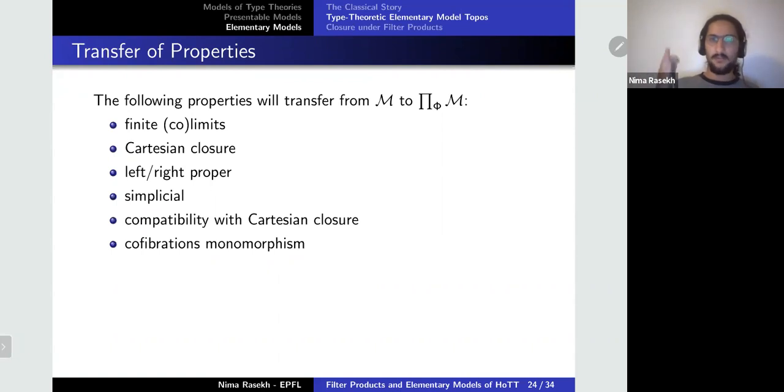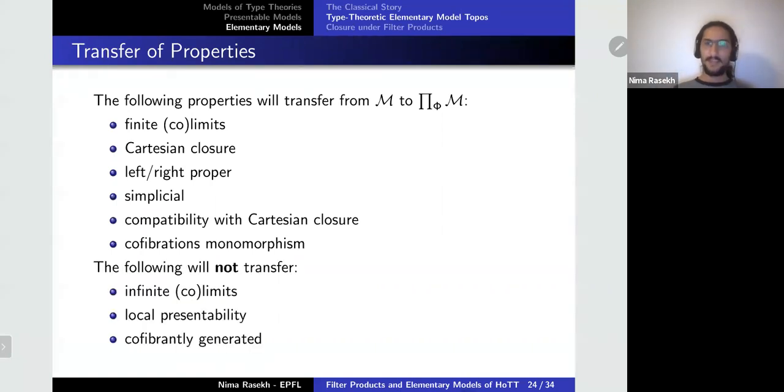And because all the fibrations, cofibrations, and weak equivalences are defined in terms of the original model structure, any standard property, like properness or something, or cofibrations being monomorphisms, which is the condition we had, will just transfer over. On the other hand, what will not transfer is any kind of infinite condition. So if the category you start with has infinite colimits or limits, or is locally presentable, or if the model structure is cofibrantly generated, then there's no guarantee that this still holds on the filter product side. So it might, but there's no guarantee, as we shall see in their counterexamples.